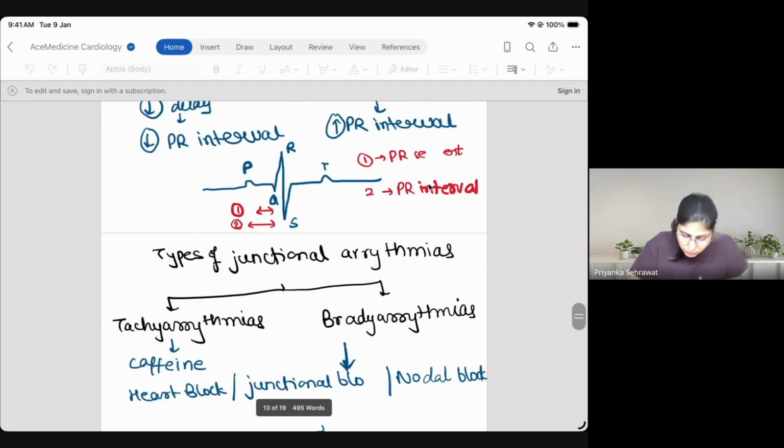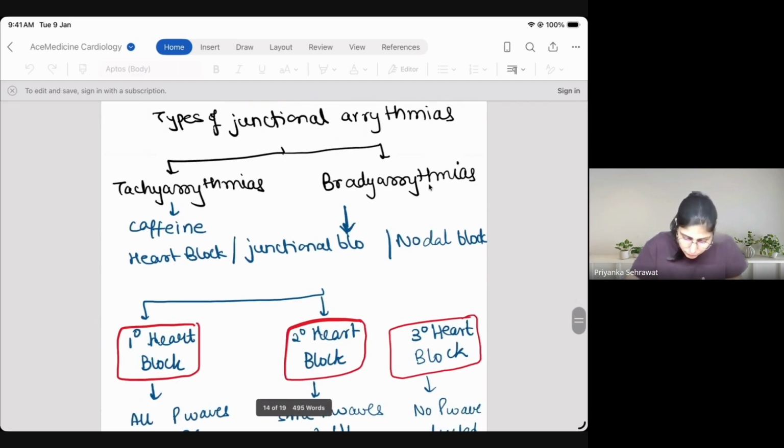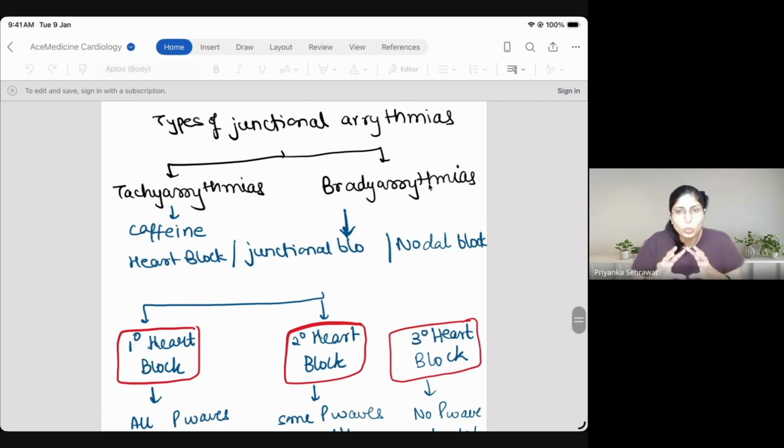Now, what can happen? So there are two types of things that can happen. One is tachyarrhythmias, second is bradyarrhythmias. One is tachy, second is brady. So junctional tachyarrhythmias usually seen in cases of caffeine, exercise, right? Bradyarrhythmias are something which are seen in cases of scarring or ischemia of the AV node.